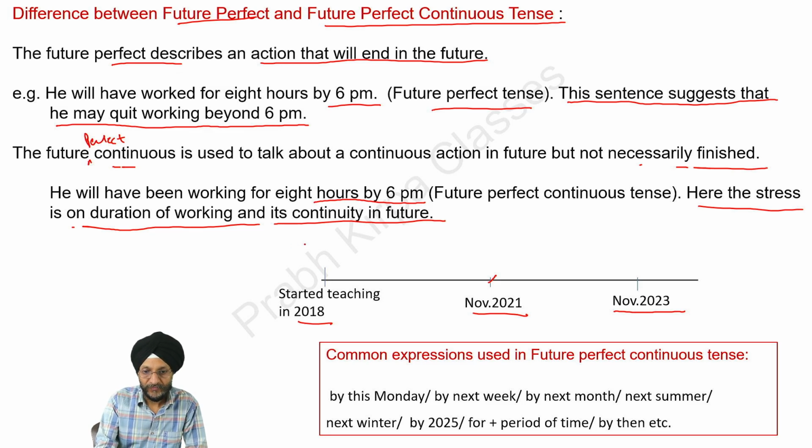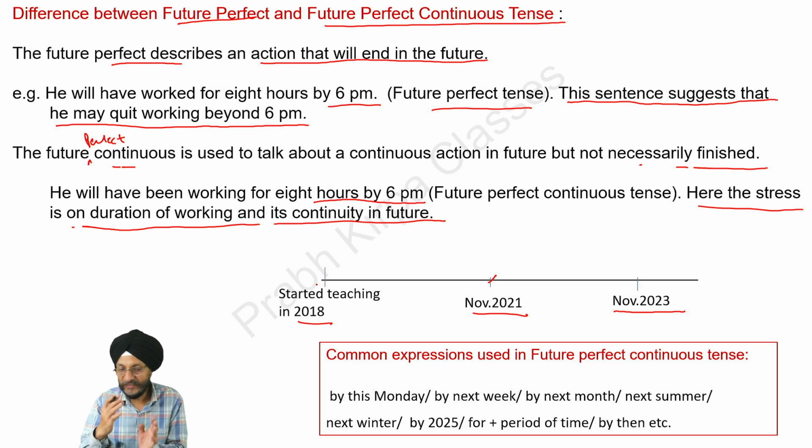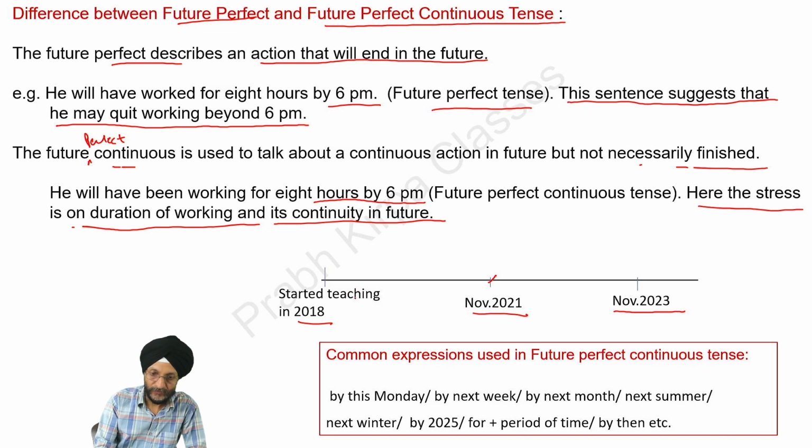But if you say that by November 2023, I will have been teaching for 5 years, here the stress is on 5 years of teaching, and I may also continue with this profession in future. Here the stress is on continuity of action, that is continuous teaching for 5 years, and it is also possible that teaching may continue in future.